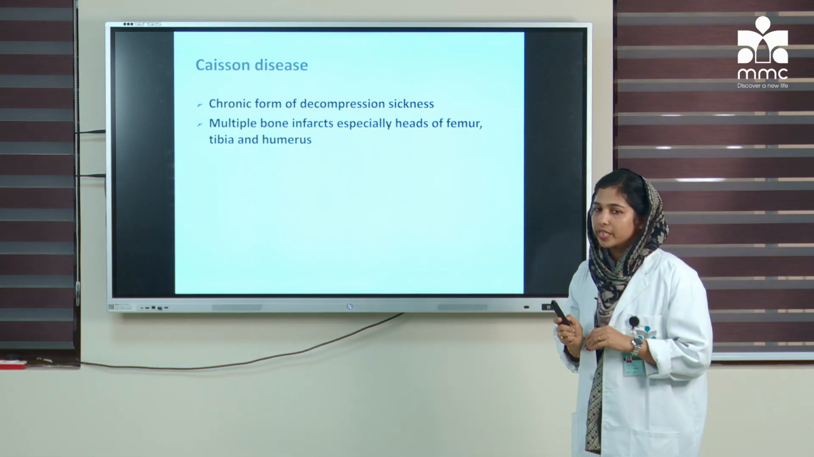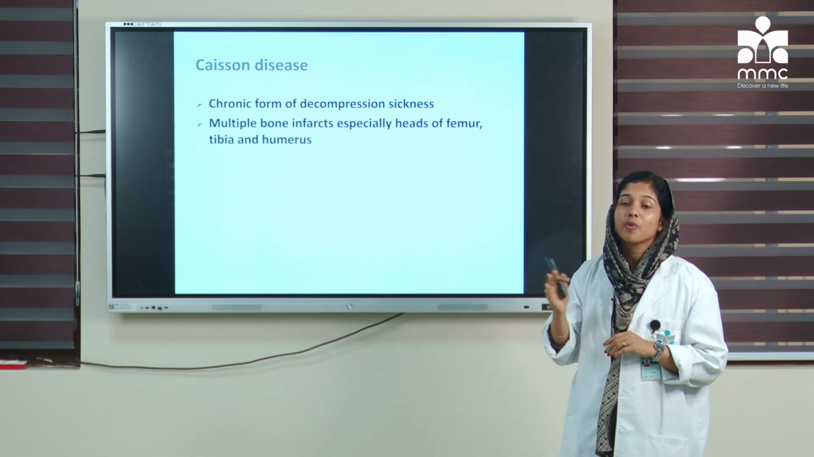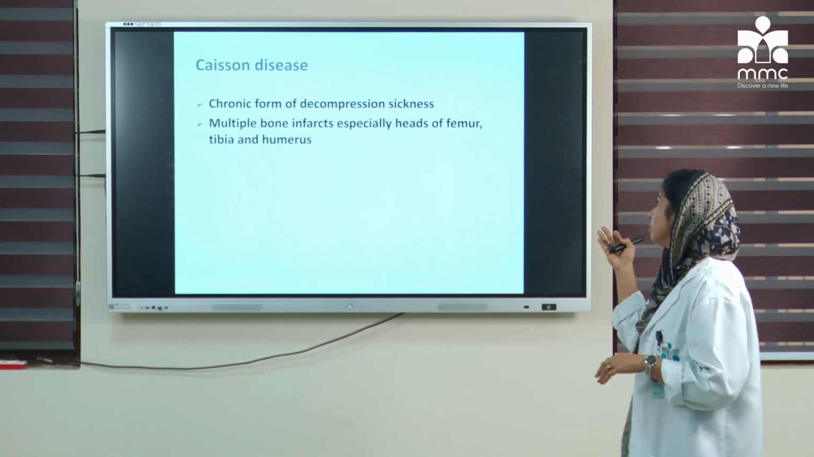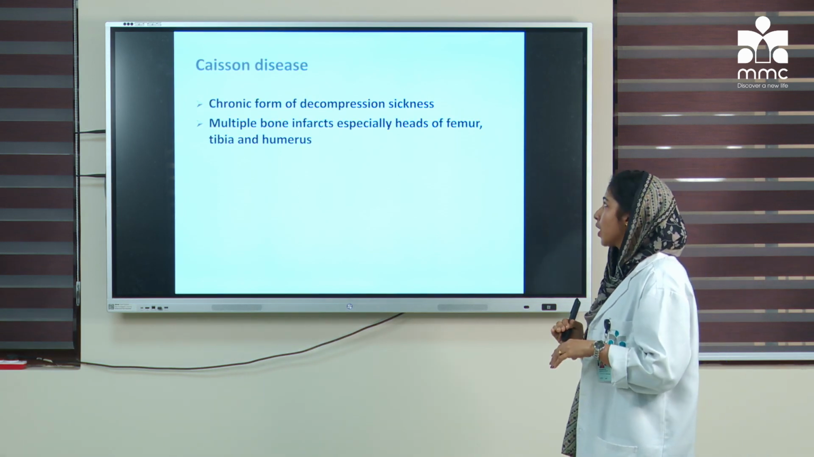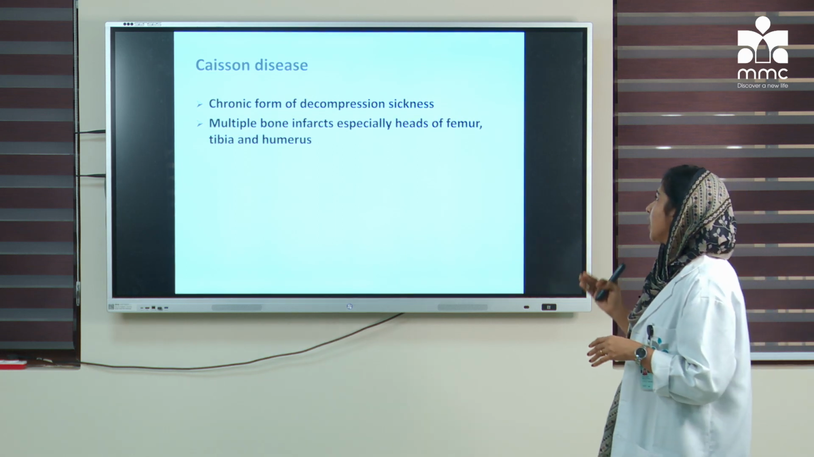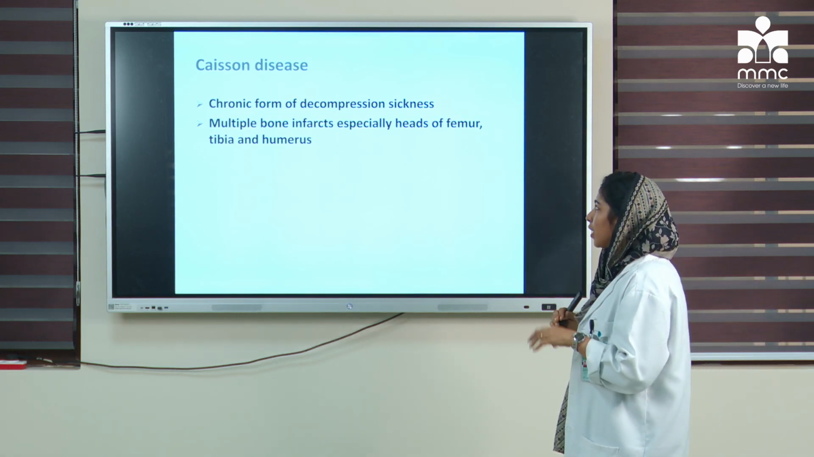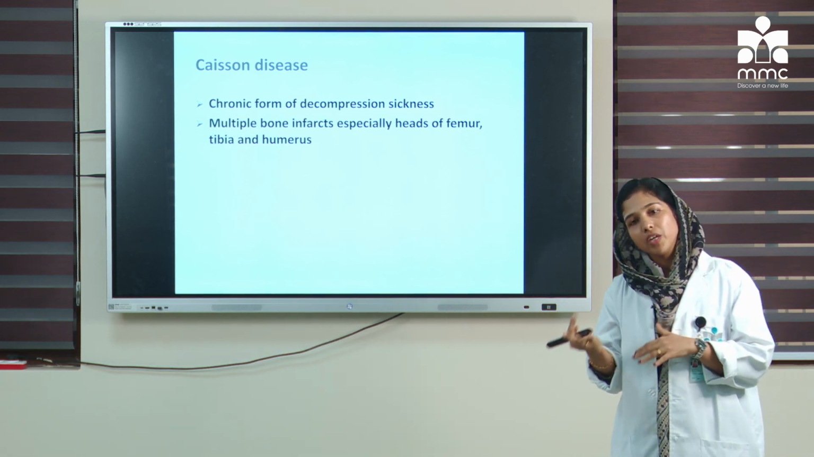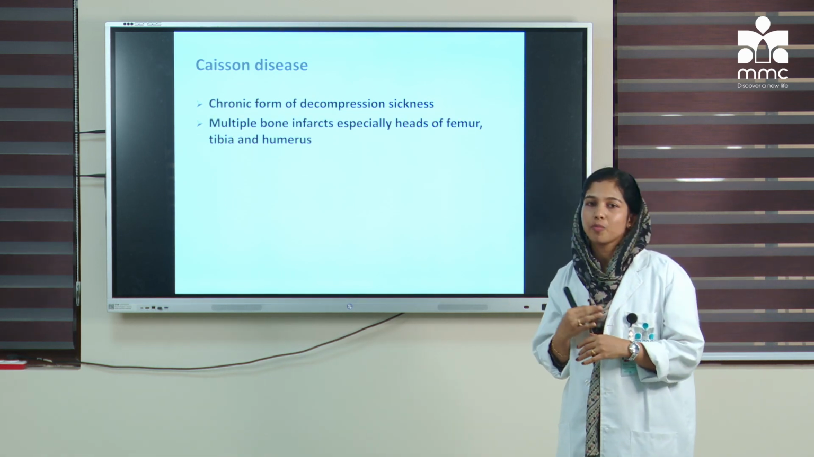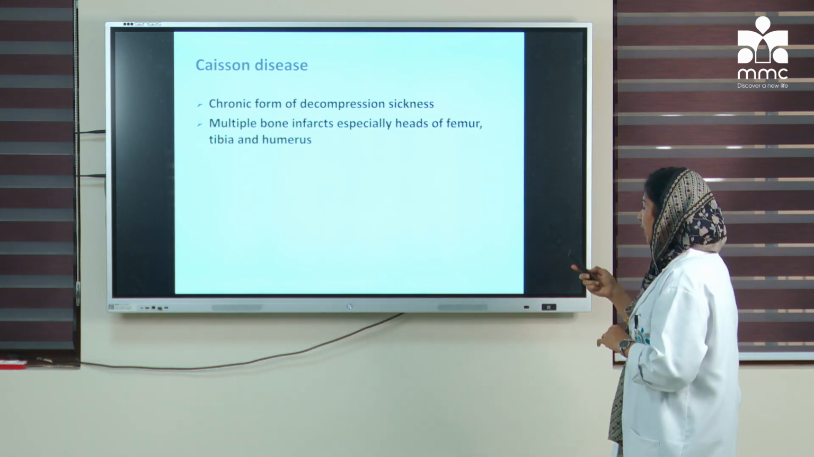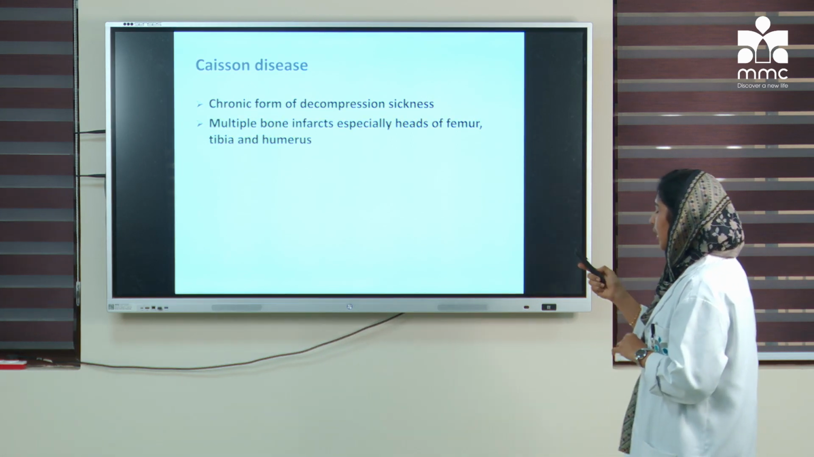Now, what is caisson disease? It is actually a chronic form of decompression sickness where you can see multiple bone infarcts, okay, especially in the long bones like head of femur, tibia and humerus, where you will see multiple bone infarcts. So, caisson disease is also a form of decompression sickness. It is a chronic form of decompression sickness. It is a part of decompression sickness only. So, you may get one mark questions from this area.